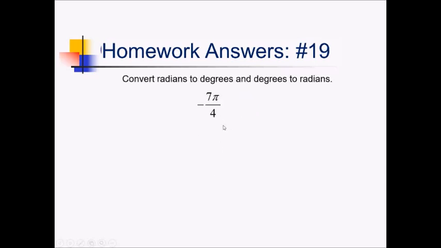For this problem, I'm looking to convert something in radians to something in degrees. So I'll multiply by 180 over pi. Pi's are going to cancel. And I can reduce the 180 with the 4. If I divide those, that ends up giving me a 45 where the 180 used to be. 7 times 45, what's that going to be?